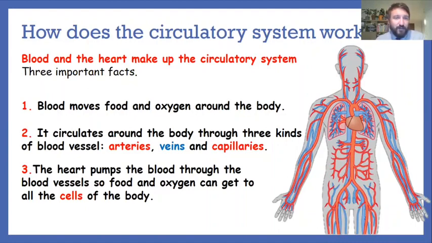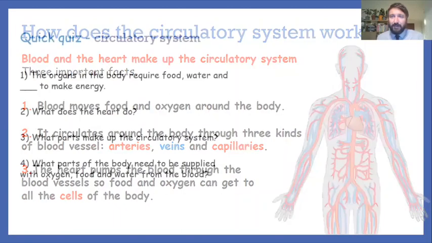So blood moves food and oxygen around the body. Okay, now we know that to survive, a human needs food, oxygen, and water to be within the body. It circulates around the body through 3 kinds of blood vessels: arteries, veins, and capillaries, which we discussed earlier when we looked at the heart in detail. The heart pumps the blood through the blood vessels so that food and oxygen can get to all cells of the body.